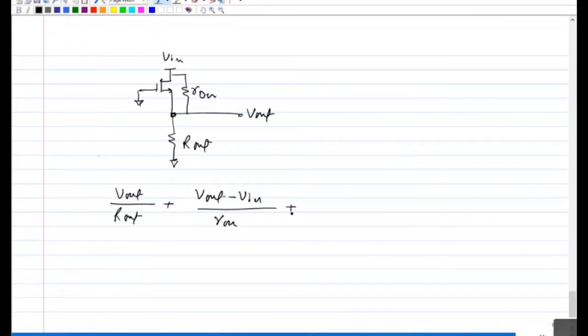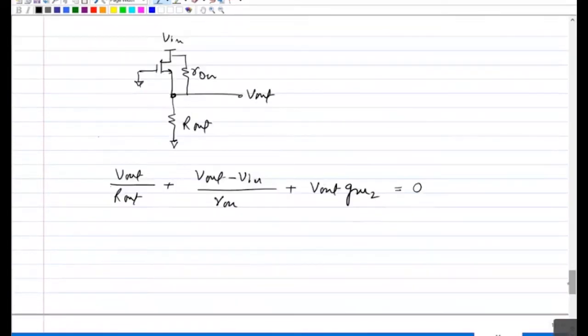Which is the third current? Can anybody tell? The NMOS current. No, RON is also NMOS current. RON is part of the NMOS; I'm just showing that it is the intrinsic. Yeah, GM. So minus V out GM2. Correct. Okay. So I've changed the direction of the current. That's why it's plus. So don't get confused with that.